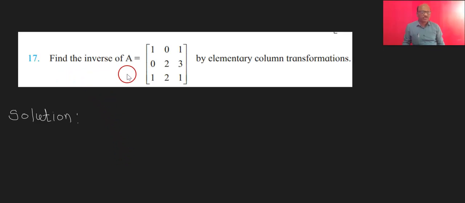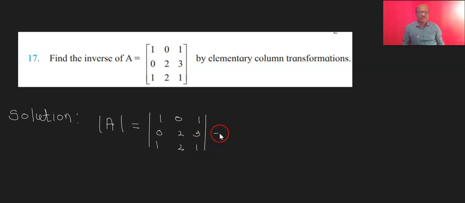Now find the inverse of matrix A, 1 0 1, 0 2 3, 1 2 1, by elementary column transformation. Therefore, first we'll find the determinant of the matrix. There is 1 0 1, 0 2 3, 1 2 1.